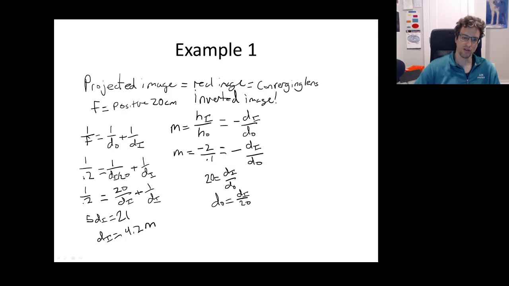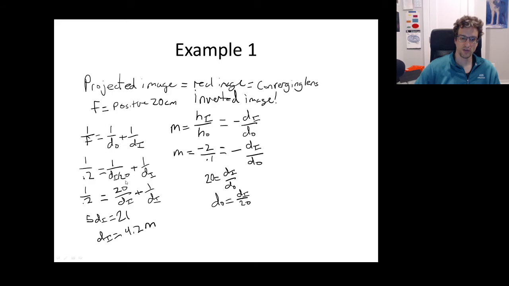Oh, right, that's 20. I was trying to remember where that 20 came from, but it comes from over here. We do this part first. Magnification is negative 2 over 0.1 equals negative di over do. So then we have 20, and the negative signs cancel because they're negative on both sides. So 20 equals di over do. That means do is di over 20. Put it in there.